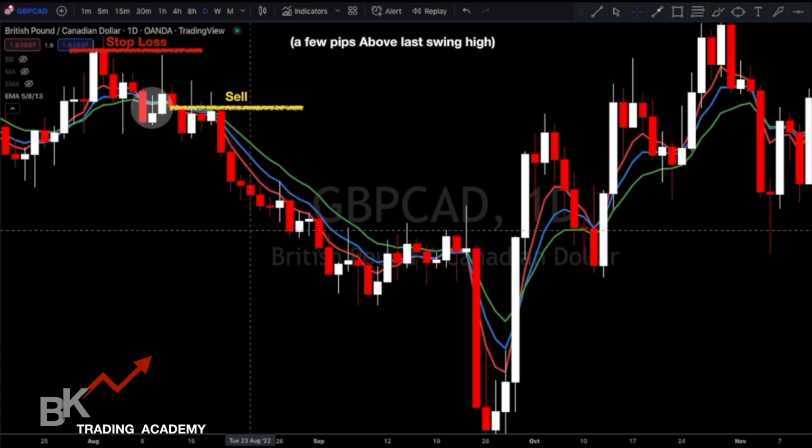Okay, now where would we put our take profit? There's a couple answers for you. One, we can put our take profit when price begins to cross the green line again in the opposite direction, showing us a bullish push to the upside, which is an uptrend. So we can absolutely do that. Or we can do the 1 to 2 ratio.